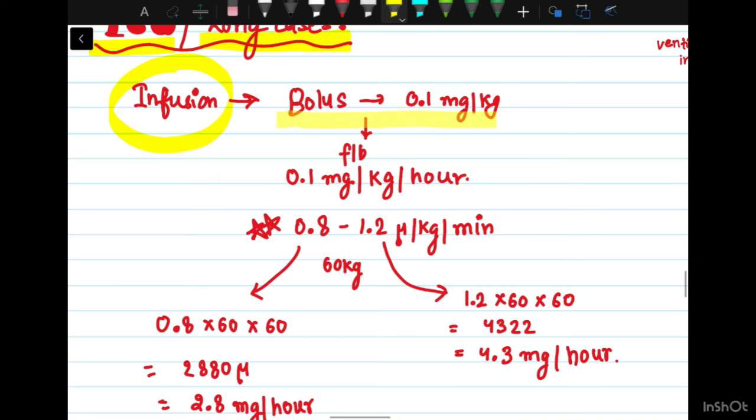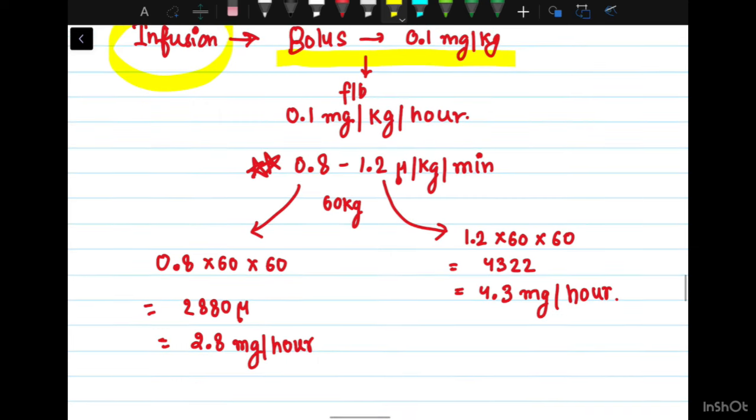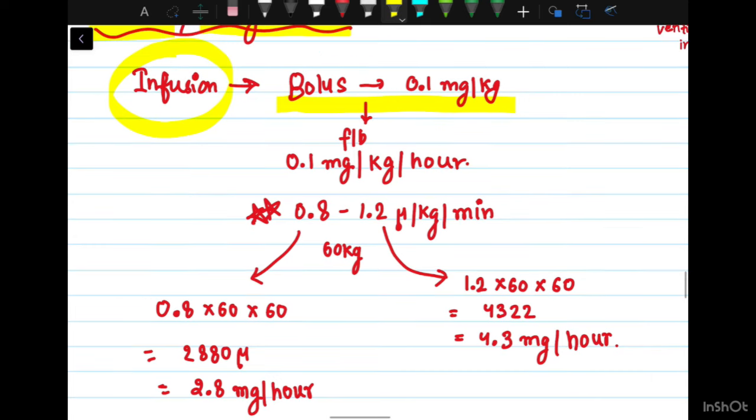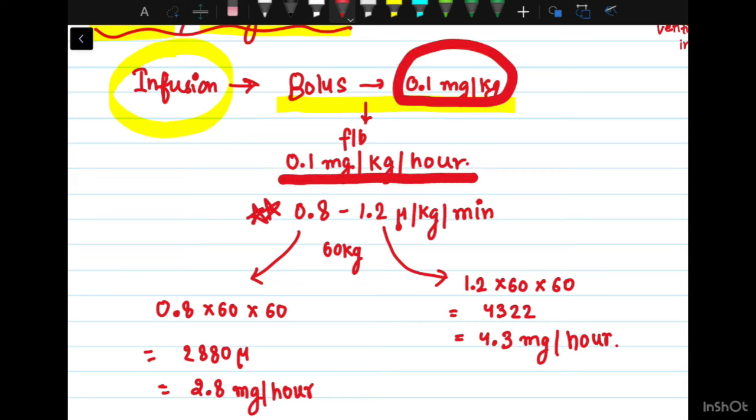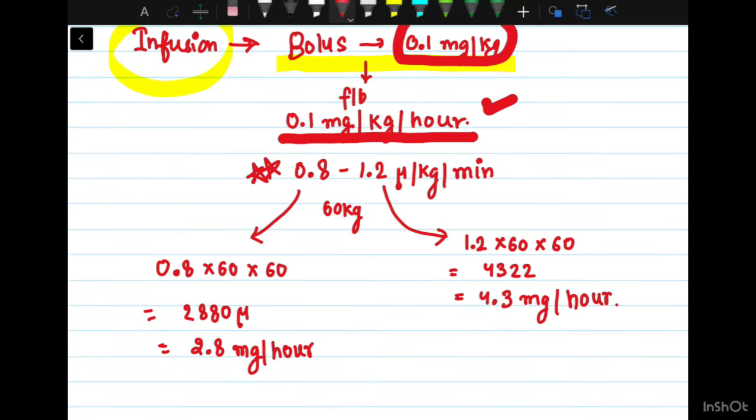After the bolus dose of 0.1 mg per kg, you have to follow it by an infusion using those infusion pumps. To remember it, the 0.1 is the bolus and 0.1 mg per kg per hour is the infusion rate, but this is actually quite high, on the higher side. To be very precise, the dose is 0.8 to 1.2 microgram per kg per minute.